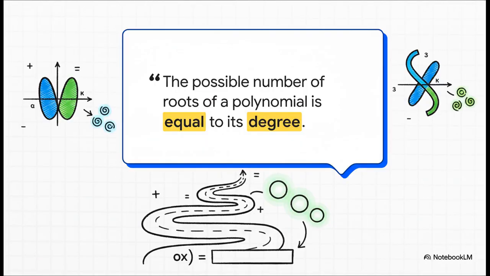And here's a massive clue. It's like a map for our quest. The degree of the polynomial tells you exactly how many roots you should be looking for. So a quadratic with a degree of 2 is going to have 2 roots. Our puzzle is a cubic, degree 3, so that means we are on the hunt for 3 roots. We know exactly what to look for.